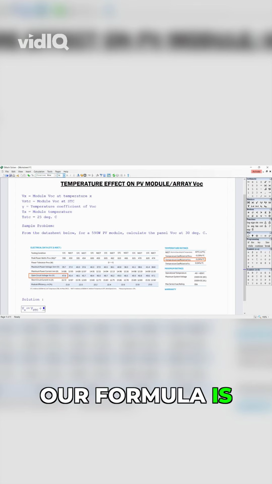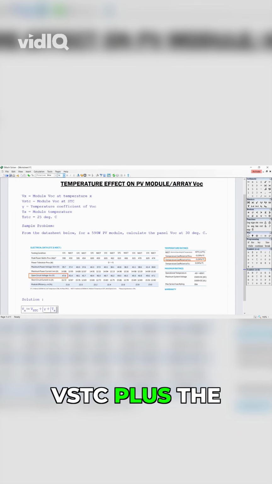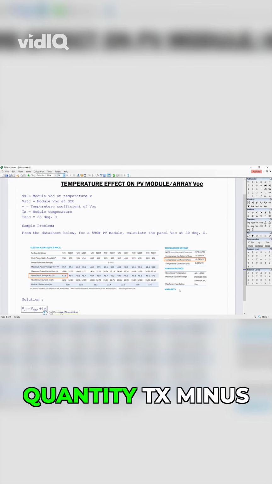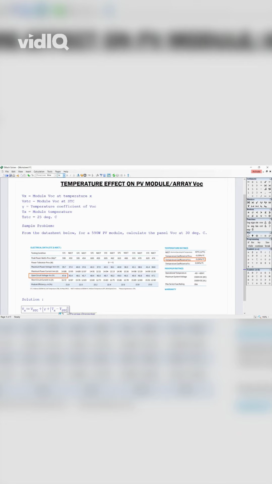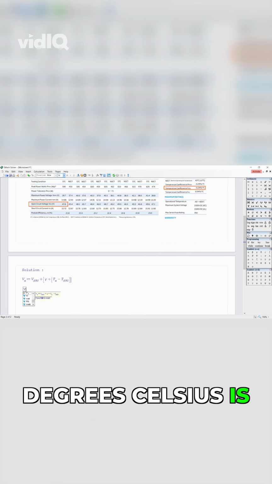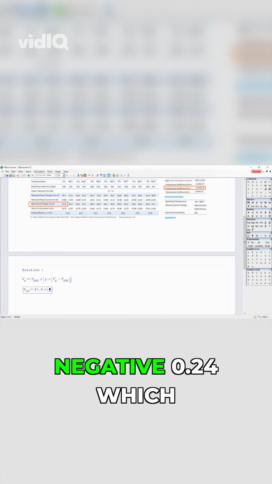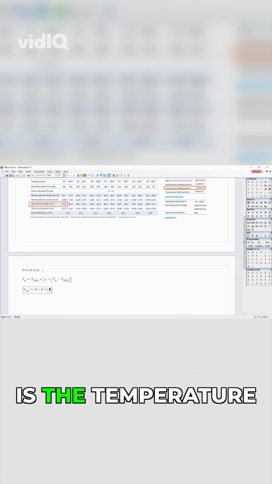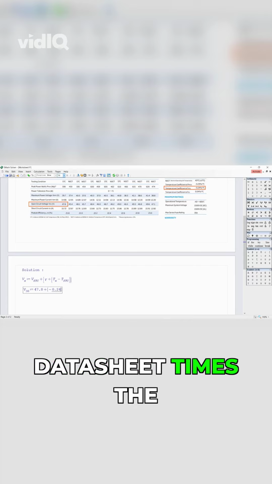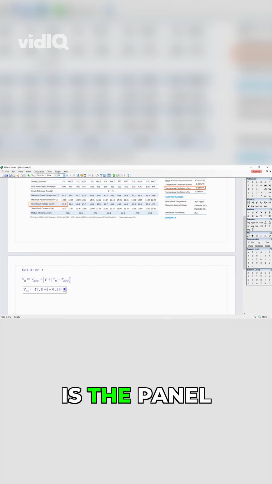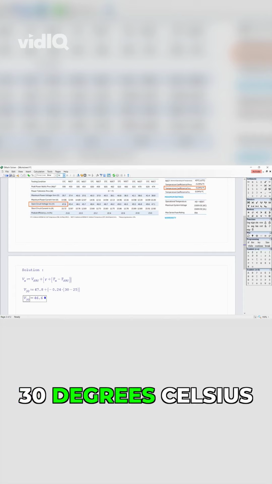Solution. Our formula is Vx equals VSTC plus the quantity gamma times the quantity Tx minus TSTC. Voltage at 30 degrees Celsius is equal to voltage at STC, which is 47.8, plus the quantity negative 0.24, which is the temperature coefficient of VOC as per the datasheet, times the quantity 30, which is the panel temperature, minus 25, which is the temperature at STC. Therefore, V at 30 degrees Celsius is equal to 46.6 volts.